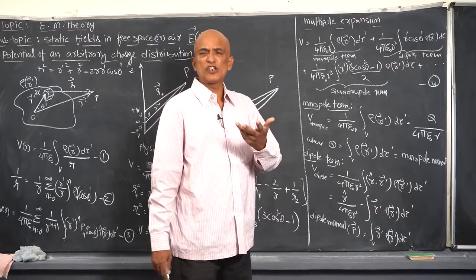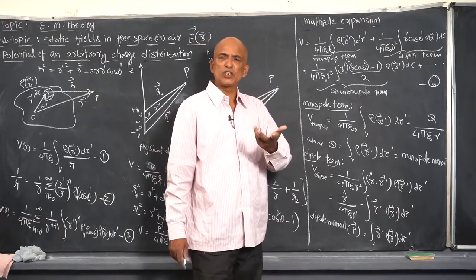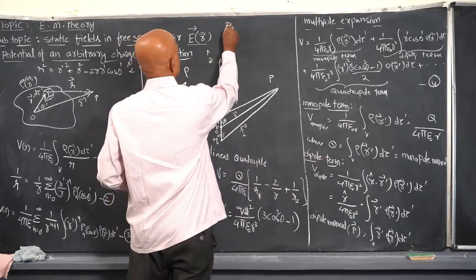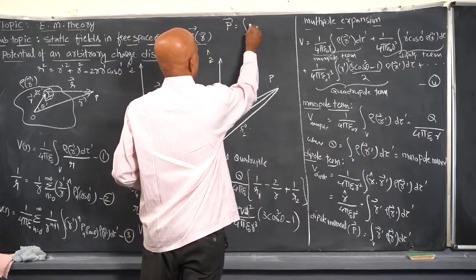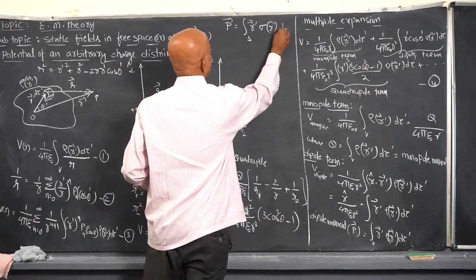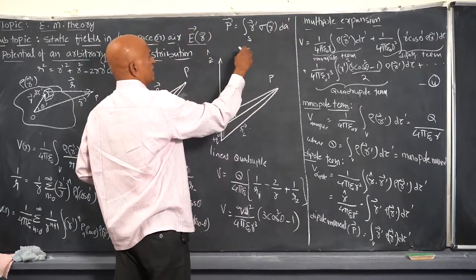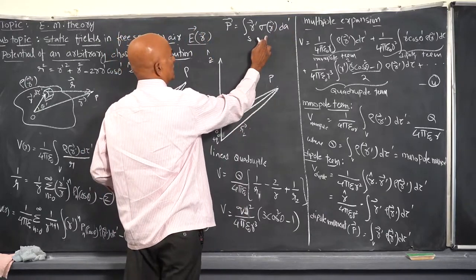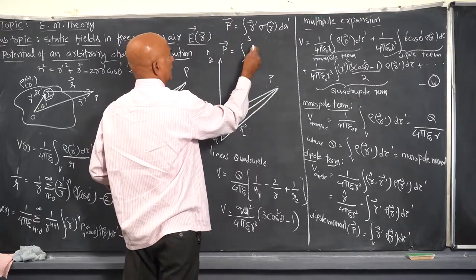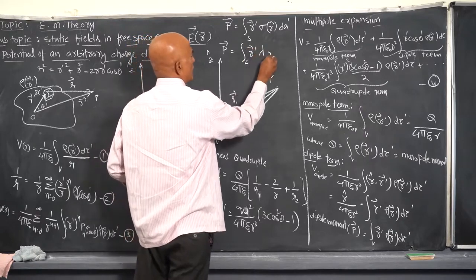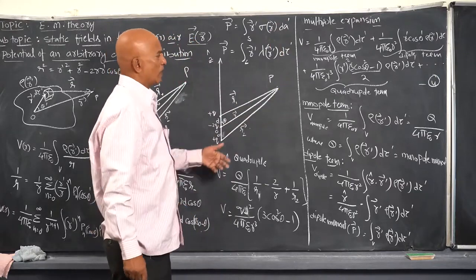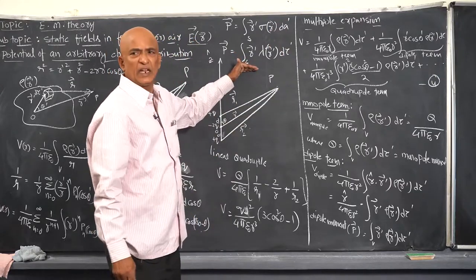Accordingly, if the charge distribution is a continuous surface charge distribution, how to write the dipole moment? P can be written as the surface integral of r prime into sigma of r prime into dA prime. If it is a surface charge distribution, then the dipole moment is given by this expression. If the continuous charge distribution is a line charge distribution, then it is the line integral of r prime into lambda of r prime into dl prime. So for all continuous charge distributions, I have now written the dipole moment.